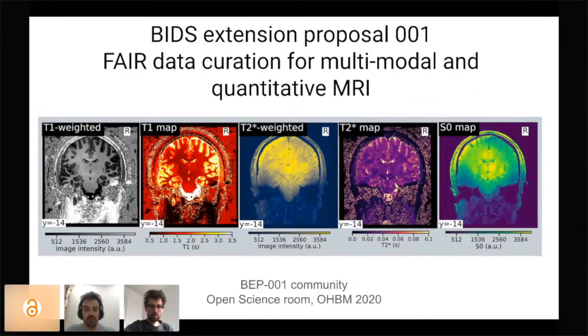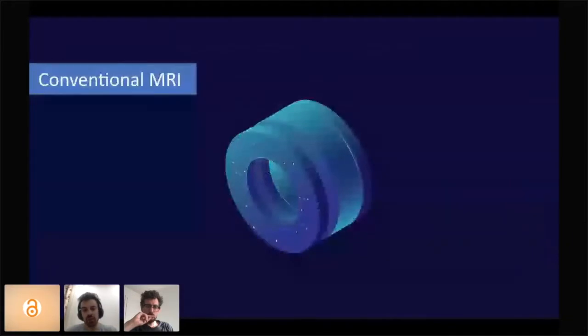Hello, everyone. So thank you so much for joining this call for the BIDS extension proposal for quantitative MRI. I should first start by telling you what is not quantitative MRI.